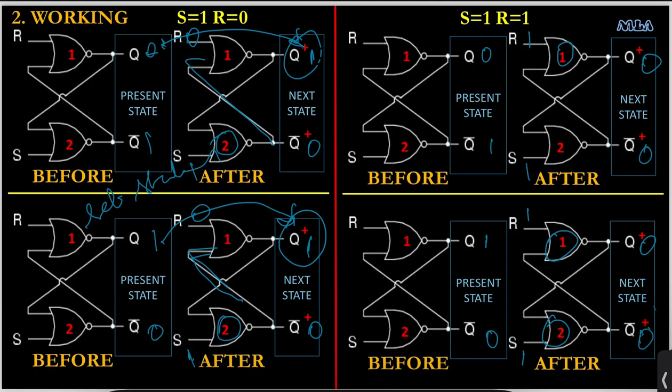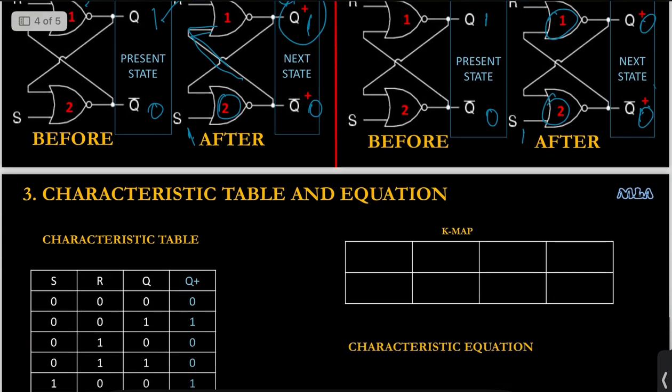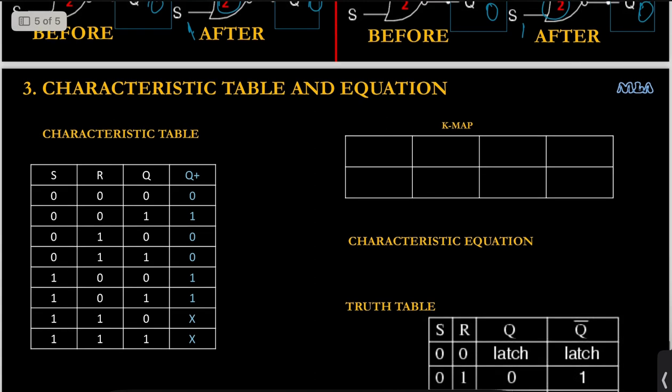Again, what we see is that Q plus and Q bar plus are taking the same value. So this is invalid, as it is violating the condition that Q and Q bar be complementary of each other. So this state we call an invalid state. And the corresponding input S equal to R equal to 1, we call an invalid input. So let's move on to the third section.